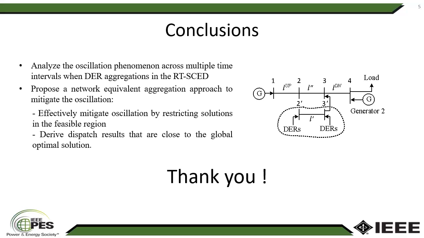To summarize, in this paper, we analyze the reason why CP node aggregation will cause oscillation across multiple time intervals. To solve the issue, we proposed a network equivalent aggregation model which can effectively relieve the oscillation and achieve a feasible solution close to the optimal value. Thank you.